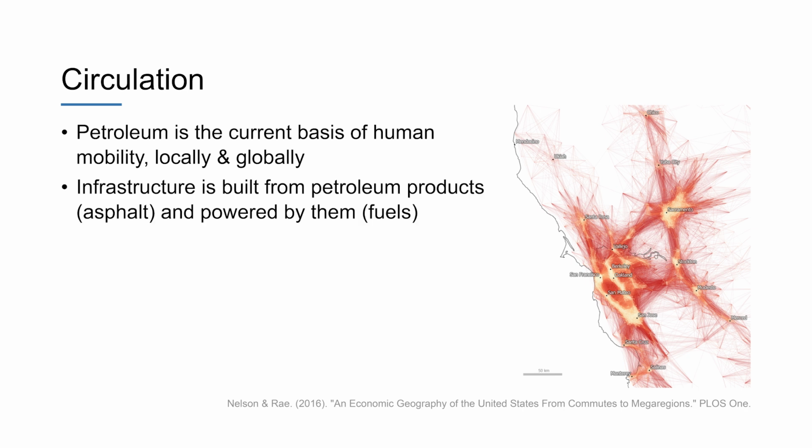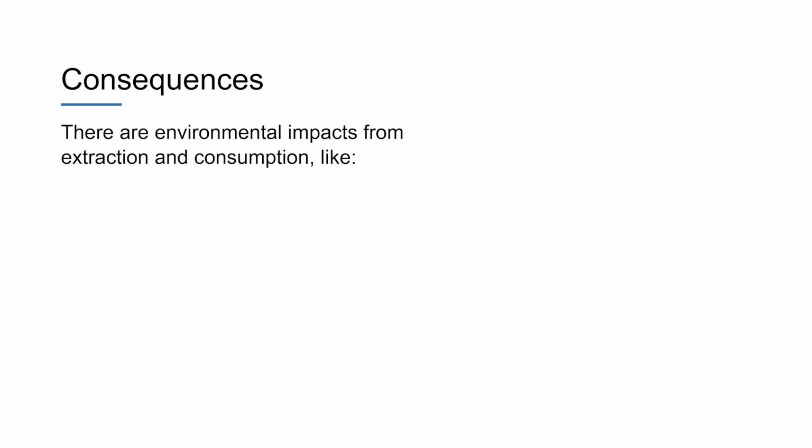Our infrastructures, so the technologies that allow us to move, are both built from petroleum products, like asphalt in our roads, and powered by them, like our fuels. And this is to say that there is this geologic basis to our mobility. The lithosphere is enabling and powering the ways that we move around. But our petroleum based economy and mobility system is not without its problems.